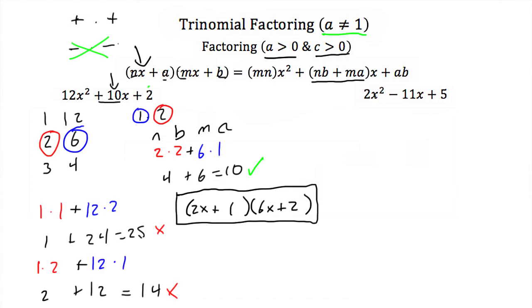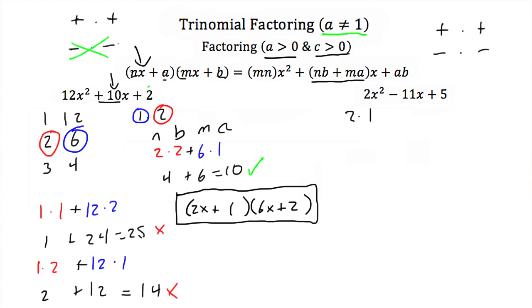We have 2x squared minus 11x plus 5. Now again, our leading coefficient a is greater than 0. So we're only going to assume that we're going to use positive factors of our leading coefficient. We're not going to use any negative factors. So the only way I can get 2 is to multiply 2 times 1. Now our constant term again is greater than 0, and the only way I can get a positive constant term is to multiply either two positive numbers or two negative numbers.